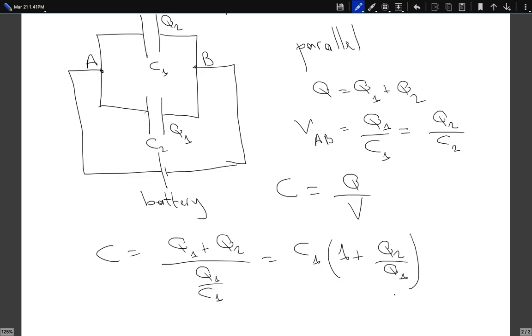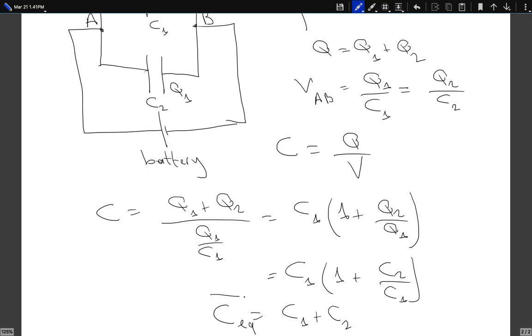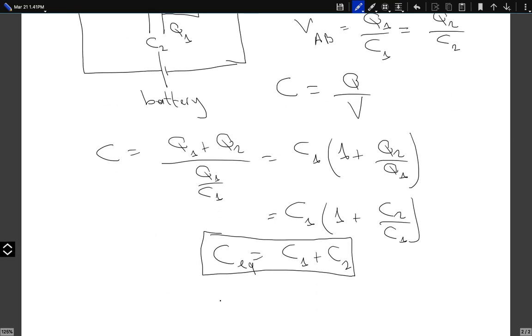But I know what Q2 over Q1 is. You just look at this relationship over there. That basically tells me that Q2 over Q1 is C2 over C1. So the total capacitance is just C1 plus C2. This just tells me that if I have such a system in my circuit, I can basically replace it with a single capacitor that has the capacitance which is the sum of the two capacitances.